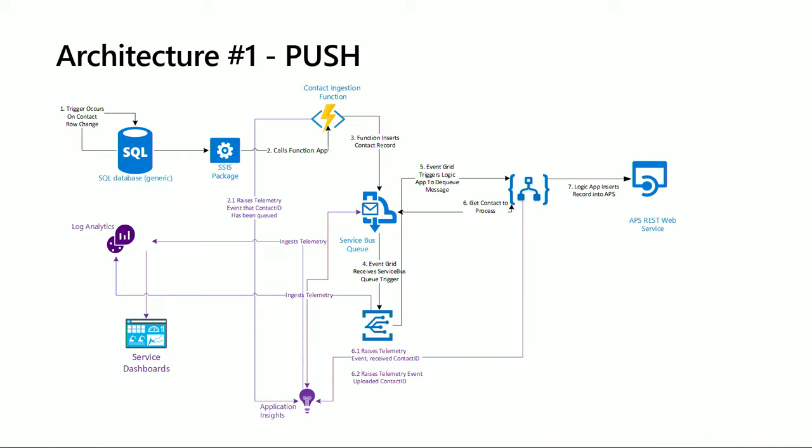Great. So our SSIS package, conceptually, we thought, okay, that's great. What are we going to call? The most obvious endpoint is, let's call a function. And that function has one job, to say, thank you very much for my payload, I will now put it on Service Bus, because we want a queue.